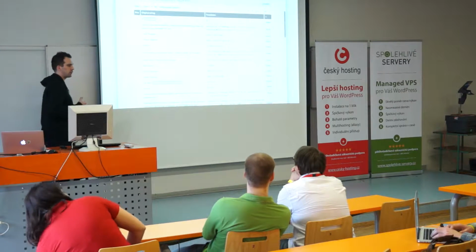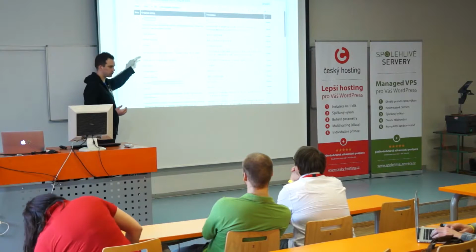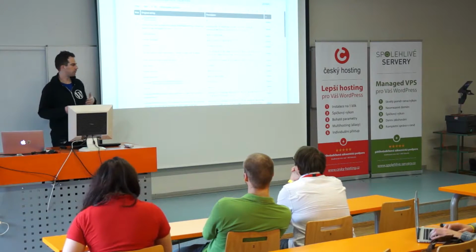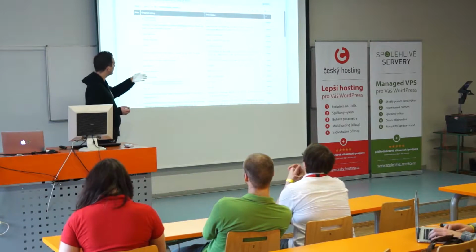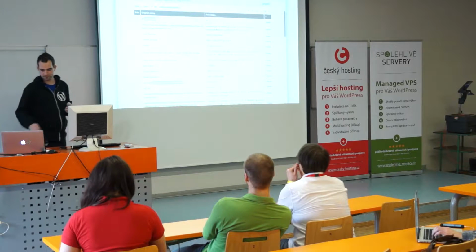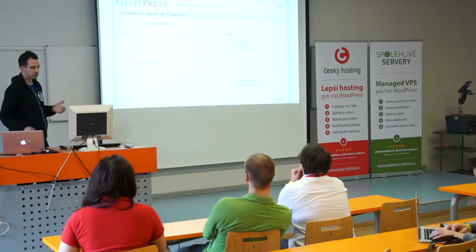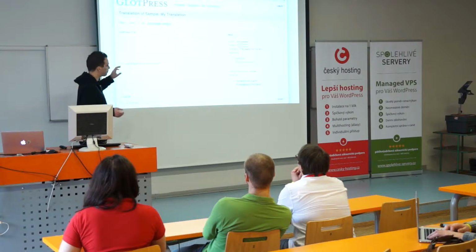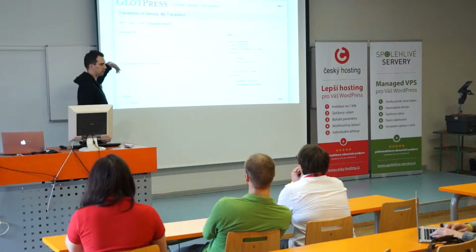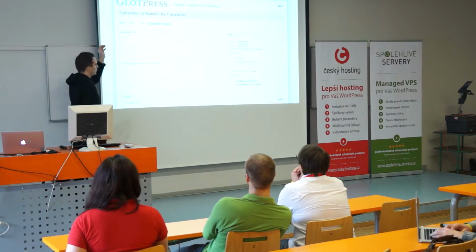How GlotPress works is that you have a bunch of strings. This one is Japanese, and you can see all the translations there. When you want to change something, you can just click on it. It will open a dialog with a text editor, and then you can submit the translation for this string.